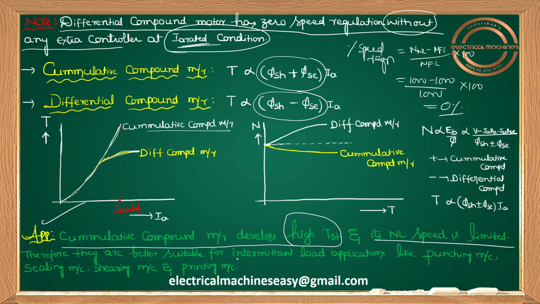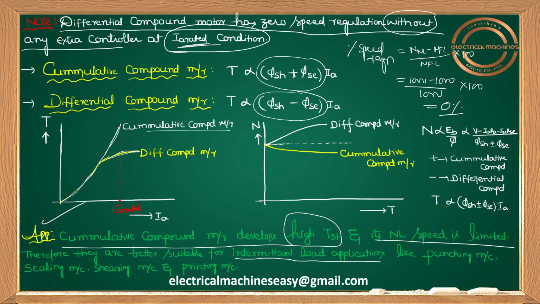You have some intermittent load applications. Intermittent means operation having both no load condition and load condition. So in those applications, definitely I cannot use a series motor. What is the reason? Intermittent means no load and full load. Under no load condition, you know series motor speed is infinite, so I cannot use that. And I cannot use shunt motor also because no load speed is finite, okay.